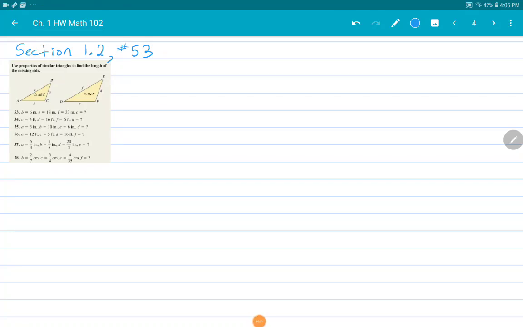In this section of 1.2, we're going to use similar triangles to find the length of the missing side. So these two similar triangles have the orientation the same way, so we can use that to match up our corresponding parts. So let's see, start with triangle ABC. We'll set that as our numerators when we set up our proportions. And I can see that A is going to correspond to D, B will correspond to E, and C corresponds to F.